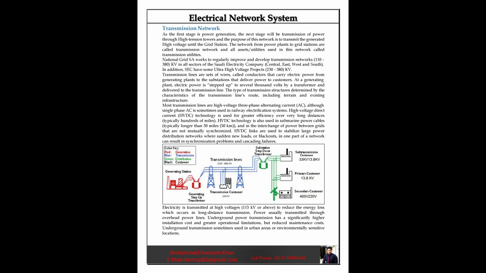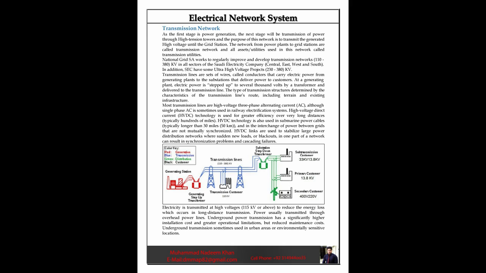At a generating plant, electric power is stepped up to several thousand volts by a transformer and delivered to the transmission line. The type of transmission structure is determined by the characteristics of the transmission line's route, including terrain and existing infrastructure. Most transmission lines are high-voltage three-phase alternating current, AC, although single-phase AC is sometimes used in railway electrification systems. High-voltage direct current, HVDC, technology is used for greater efficiency over very long distances, typically hundreds of miles.